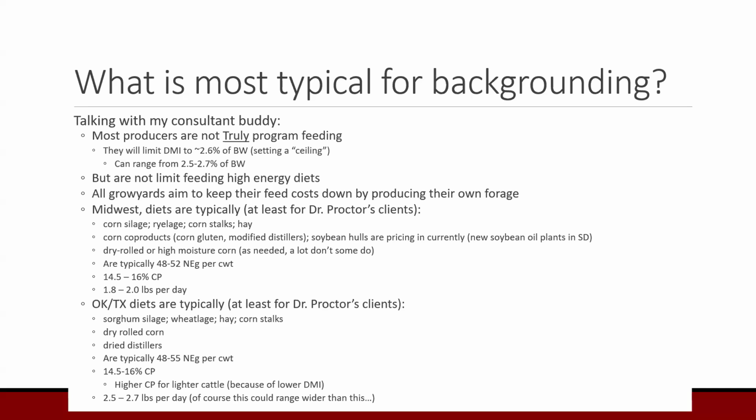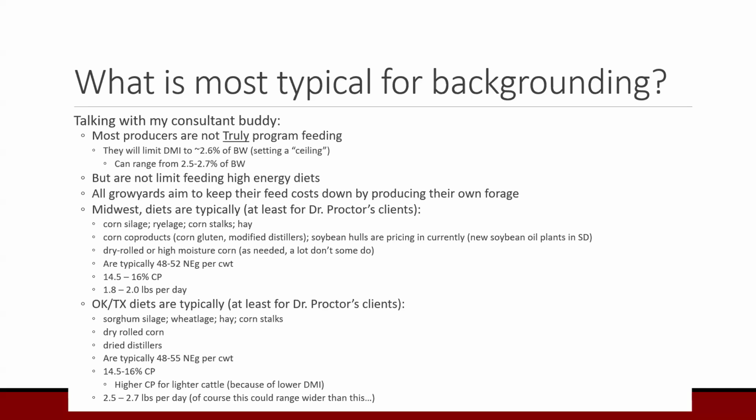Okay? Compare that to Oklahoma, Texas. Diets are typically sorghum silage, wheat silage, hay, corn stalks. We're out of the corn belt. We're in a drier climate. We need more drought tolerant species. They will feed dry rolled corn, dry distillers. They're typically feeding 48 to 55 NEG per hundredweight. So within that same range, but the upward limit is a little higher. Similar crude protein to the Midwest.